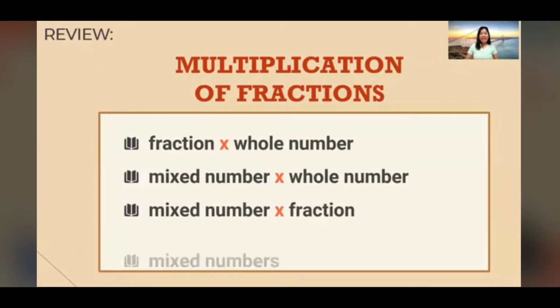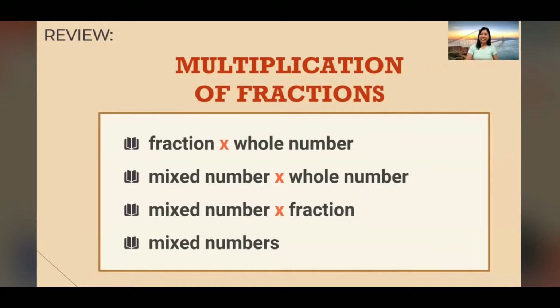So the last one is multiplying mixed numbers. How do we multiply them? That's correct. Just like in our second and third ones, we will simply rename our mixed numbers to improper fractions. So do you have any questions or clarifications about this one? Is everything clear? That's good to hear. If that's the case, let us now proceed to our next topic.